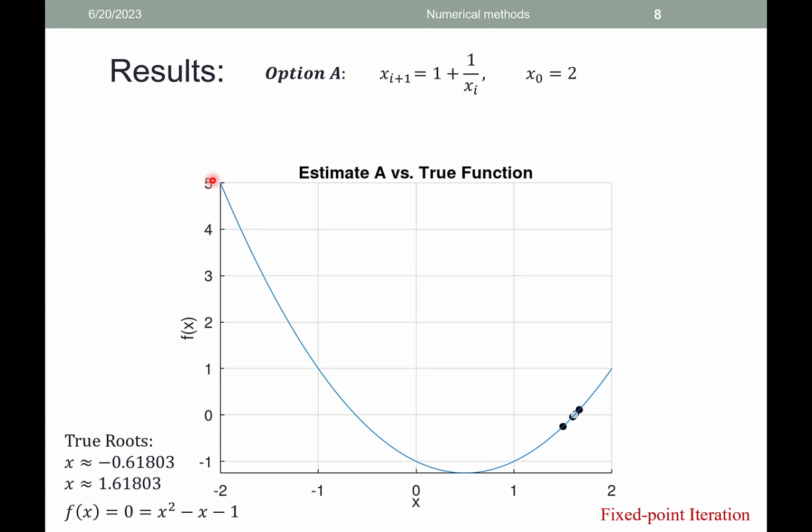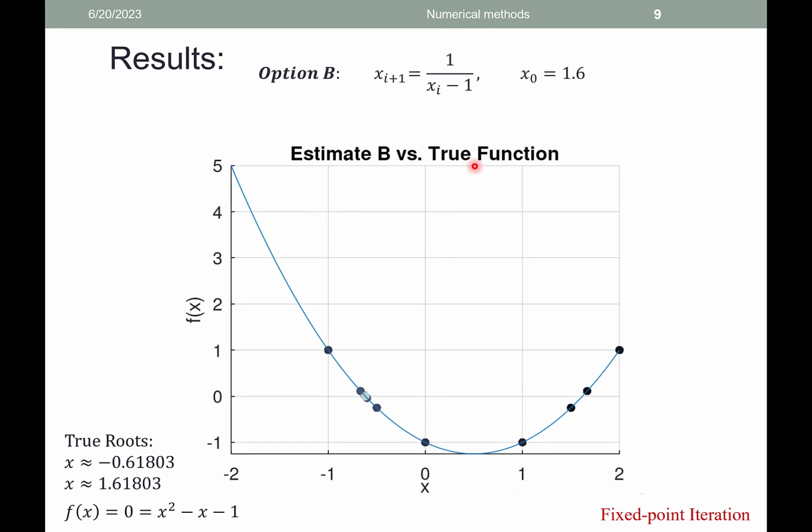Here we see the actual graph for the function that we were analyzing, which is x squared minus x minus 1. So this is the curve of that function. The 0 right here is highlighting the roots. So this is the one root and this is the other root. And here we see the different points where we had the initial guess of 2, and from there the other estimates of the root shown on this graph until it converges to the positive root that we see here.